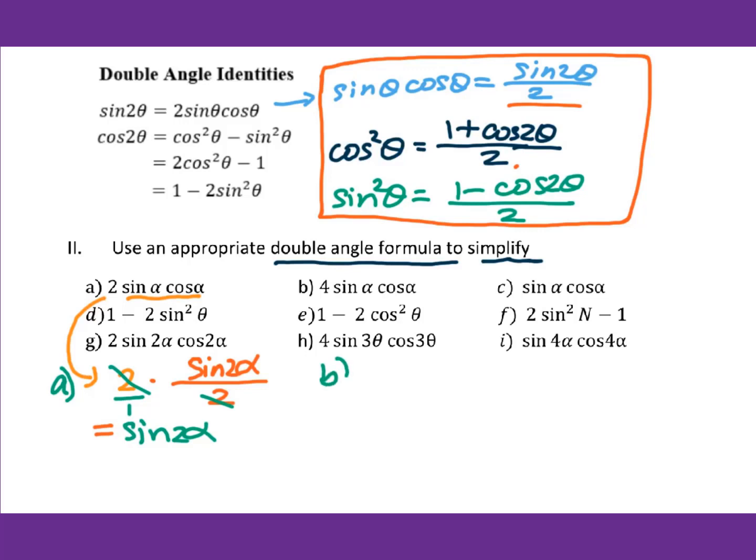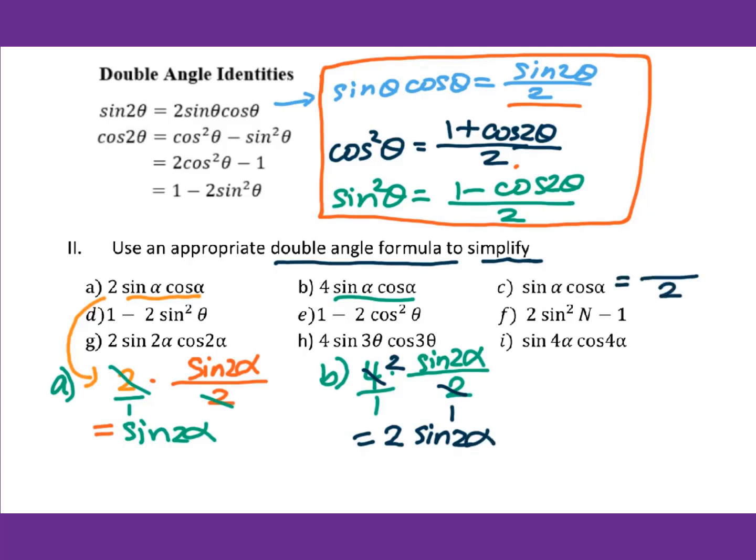Now for B, sine alpha cosine alpha equals sine 2 alpha over 2. So we reduce. Here's 1. This is 2. Your answer will be 2 sine 2 alpha. For C, that's a really easy one. Just sine 2 alpha over 2.